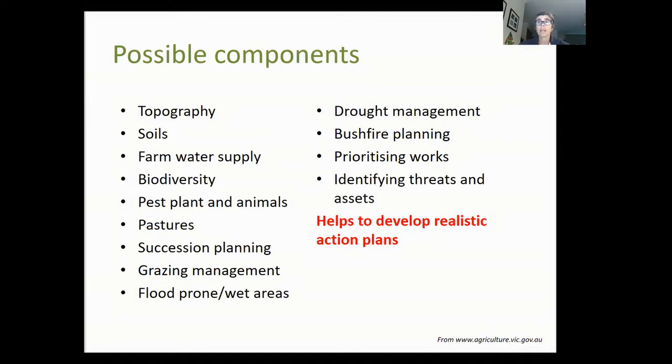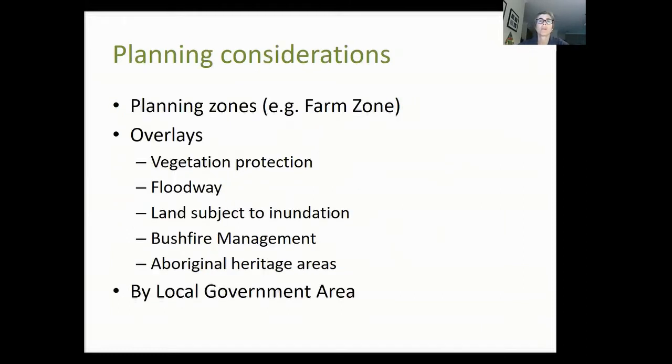Consideration of bushfire planning and clear areas around your infrastructure, such as your sheds and your houses. And then all of this sort of goes in. So you're looking at what your assets are on your property, what the threats might be. So that might be pest plants and animals, or water. And that helps you prioritize your works across your frontage. So it's really set up to help you develop realistic plans for progressing and improving your property over time.